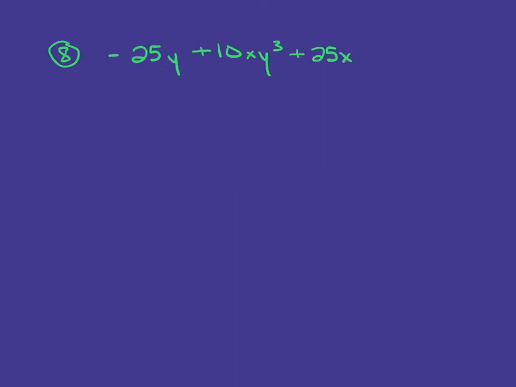Number 8, negative 25y plus 10xy cubed plus 25x. Factor, make sure you notice it starts with a negative. So we'll want to take out a negative. Here we've got 25, 10, and 25. Maybe you can spot a common 5 there. If we look at the variable parts, we cannot take x out of all of them. It's in 2 of them, but not in all of them. And if we look at the y's, we cannot take a y out of all of them. It's not in the last term. So negative 5 is the only thing that we can take out. And then we're just going to divide everything by negative 5.